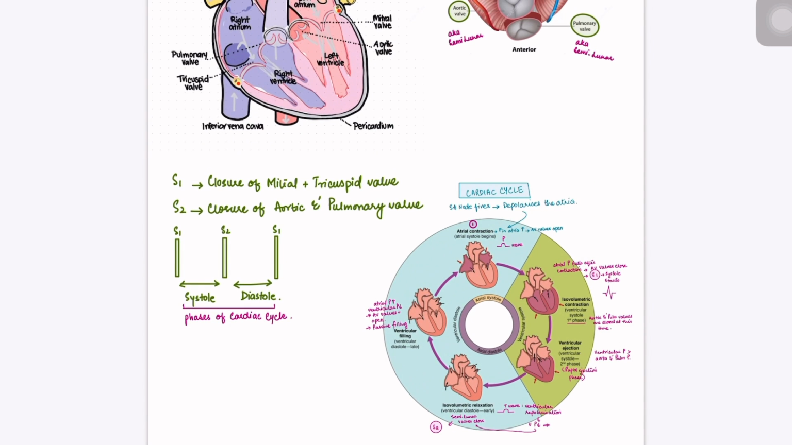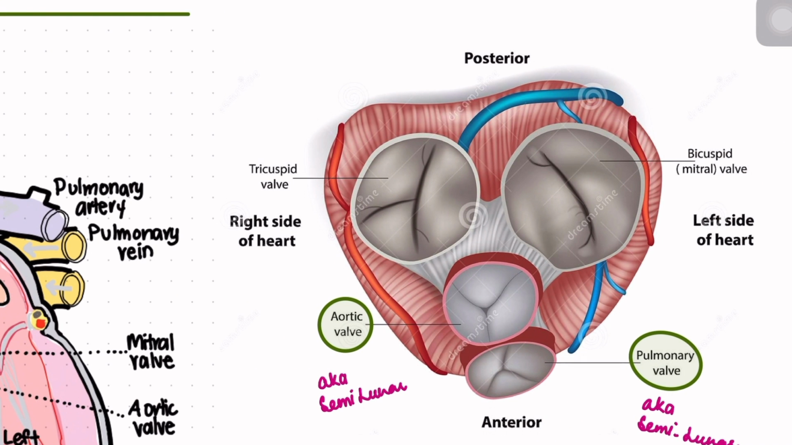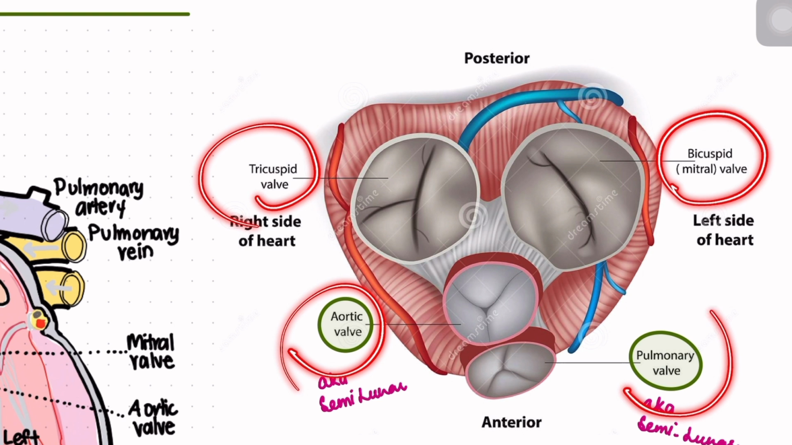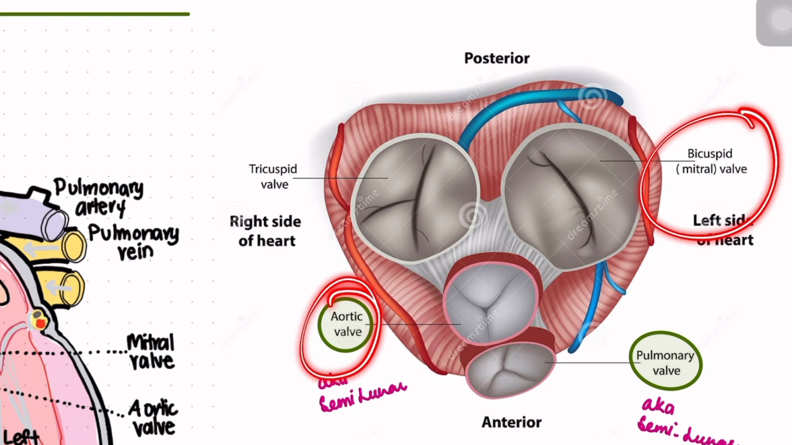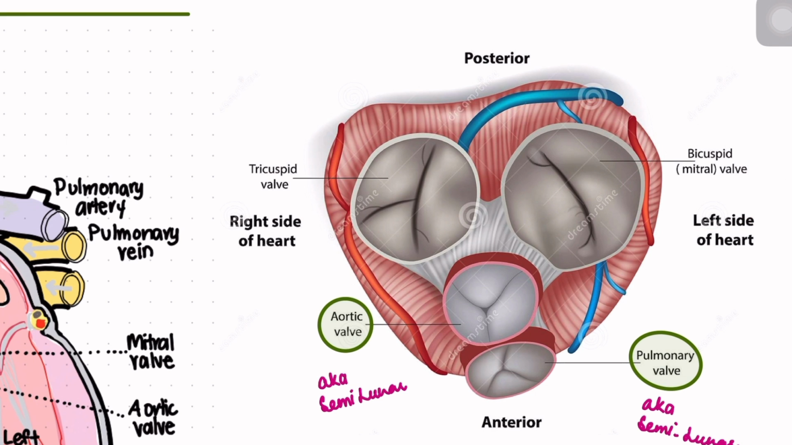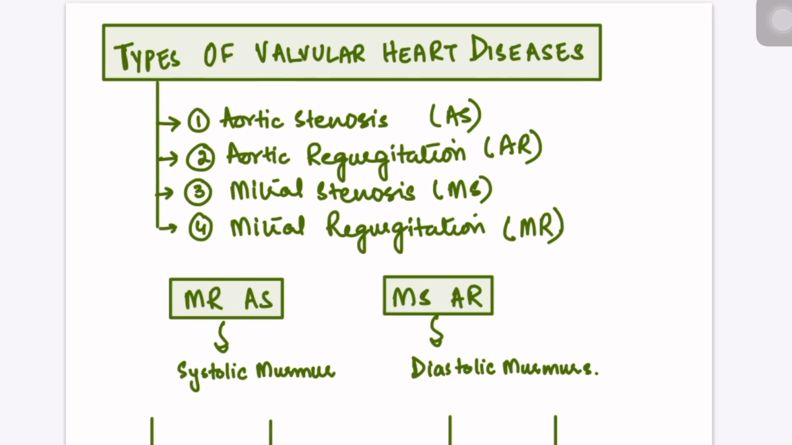Now that we've cleared that up, I want to move on to valvular heart diseases. Like we had discussed earlier, we have 4 valves: tricuspid, bicuspid, aortic, and pulmonary valve. But when we discuss the topics, we are going to concentrate more on the aortic valve and bicuspid valve. These are the valves that are most pathologically affected. So when we talk about the aortic valve and mitral valve, we have to keep in mind 4 kinds of diseases.